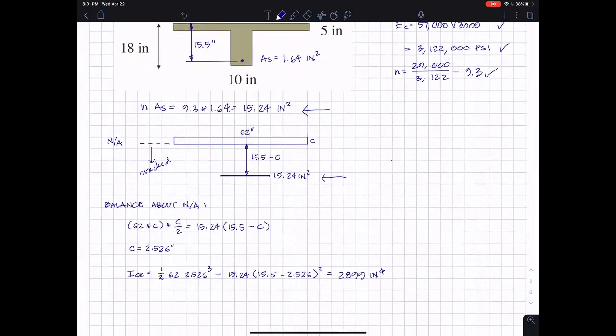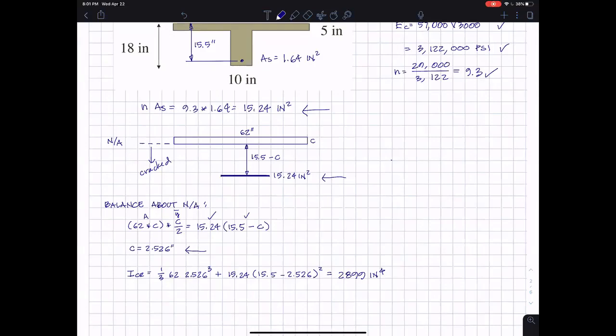So the moment of that rectangle is 62 times c. That's the area. And its distance to the centroid is c over 2. The area of the steel, equivalent area, is 15.24. And as shown in the drawing, the distance from the neutral axis to the steel is 15.5 minus c. You plug that into a calculator, solve for c, and you get about 2.5 inches to the neutral axis. And so the drawing is correct. The neutral axis is in the flange.